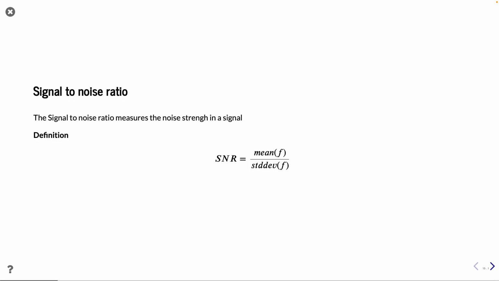We set lambda 1 at 1% and lambda 2 at 99%. That means we have 2% of these outliers in the image. Here we have 10% outliers, and here we have 20% outliers.